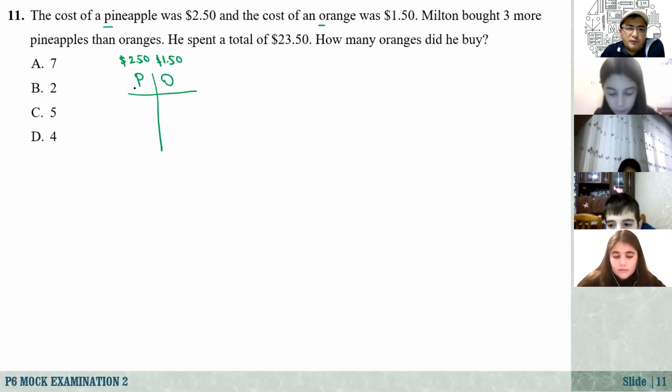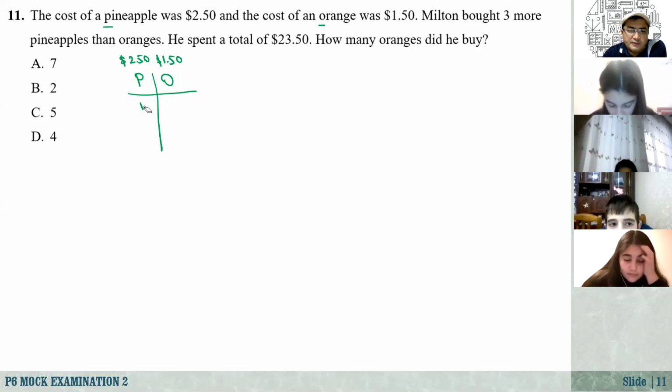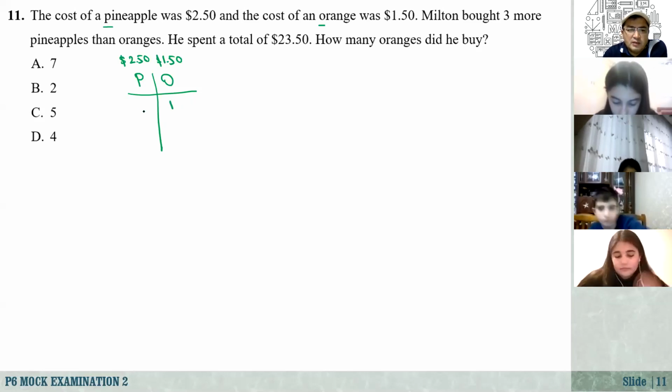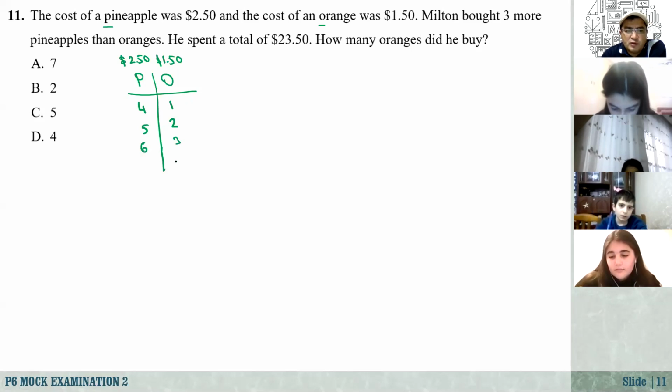Milton bought 3 more pineapples than oranges. What does it mean? Let's make a table, starting with orange. If he bought 1 orange, then he bought 3 more, that is 4 pineapples. If it is 2, this one is 5. If it is 3, this one is 6. If this one is 4, this one is 7, and it continues. What is the question? How many oranges did he buy?